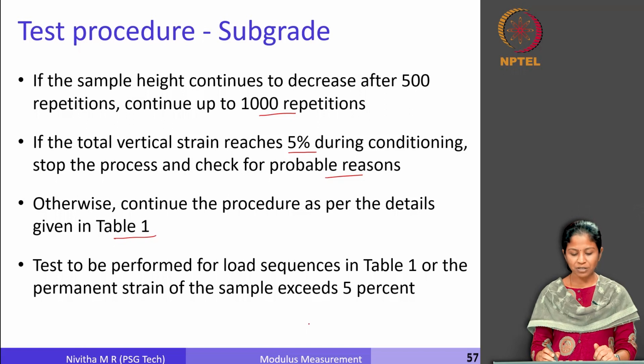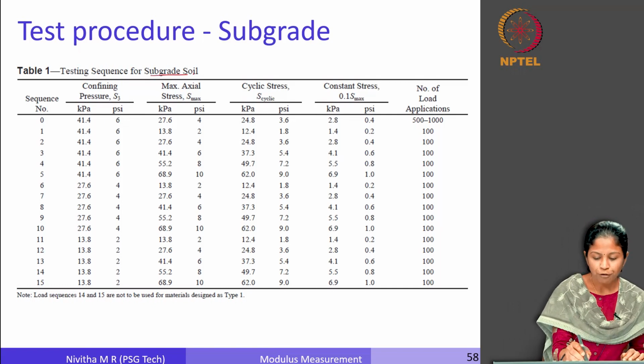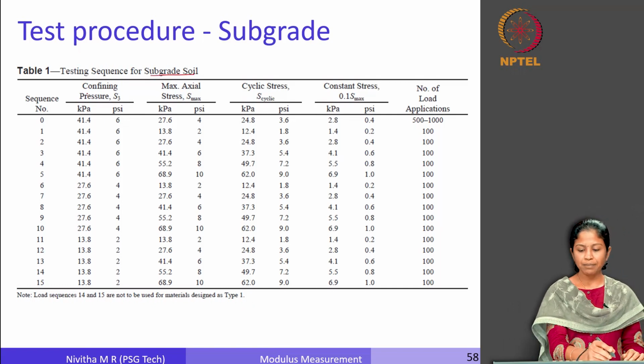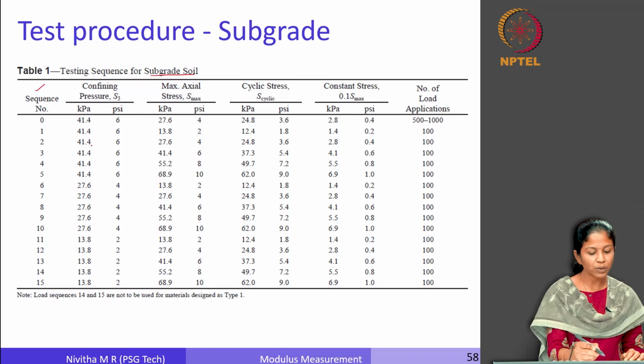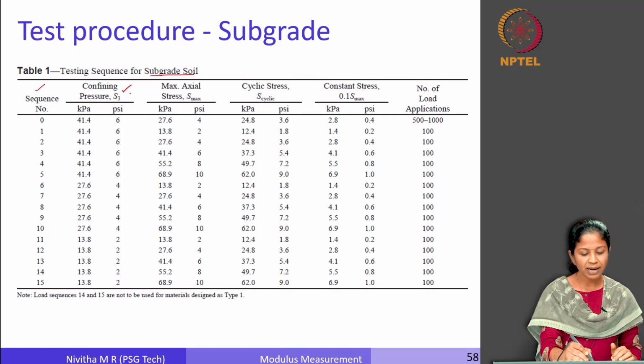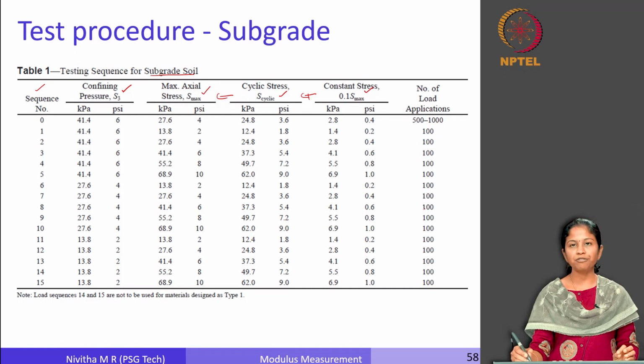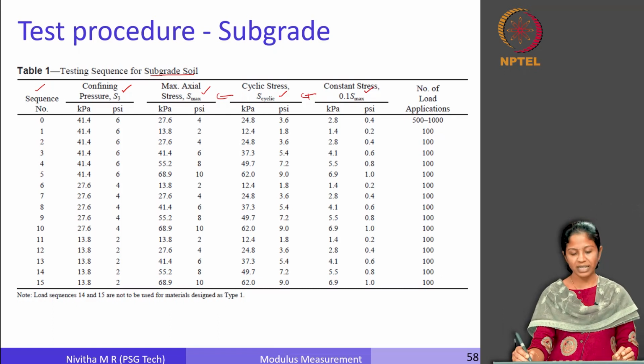So, what is this procedure specified in table 1? This is the testing sequence that is specified in table 1 for subgrade soil, right. Let me go through the headings. We have the sequence number, the order in which we have to do all these things. What is the confining pressure, which is S3? What is the maximum axial stress? We know this: cyclic stress plus contact stress, the sum of these two, will be the maximum axial stress, and the number of repetitions that we have to carry out for each case.